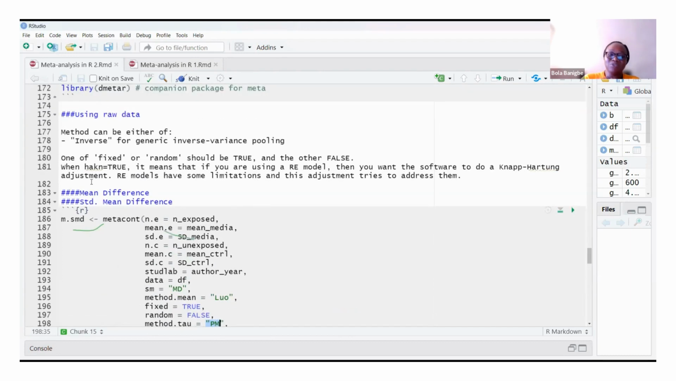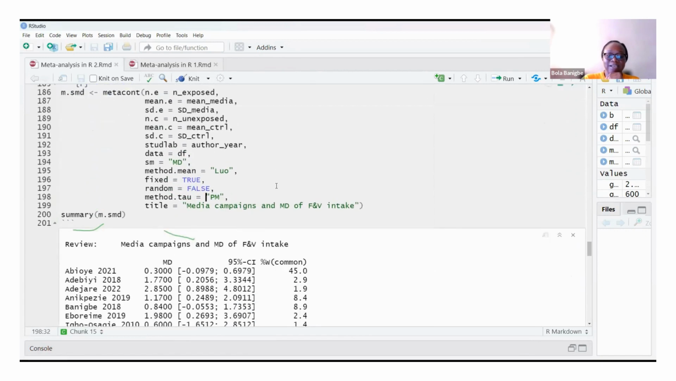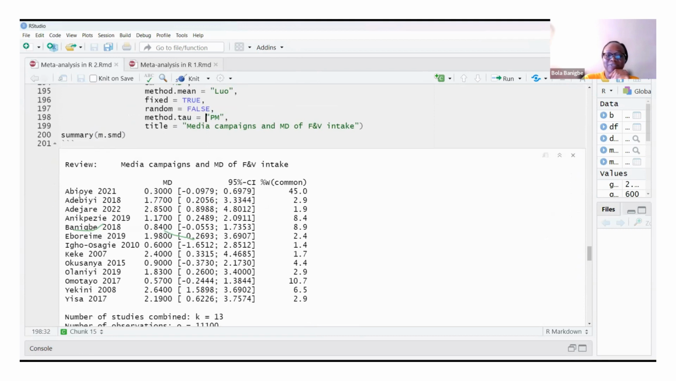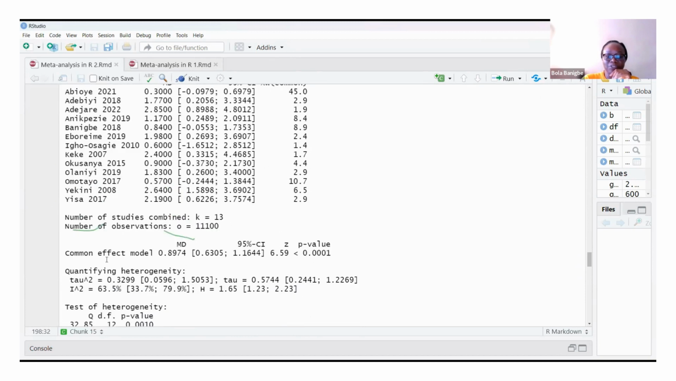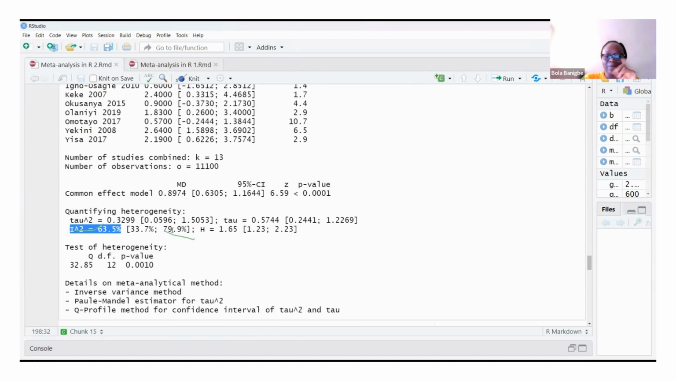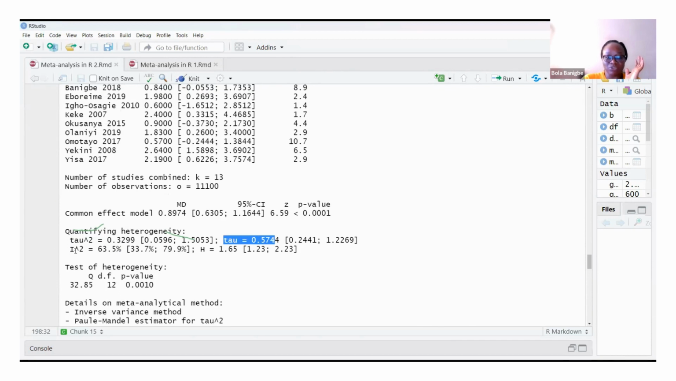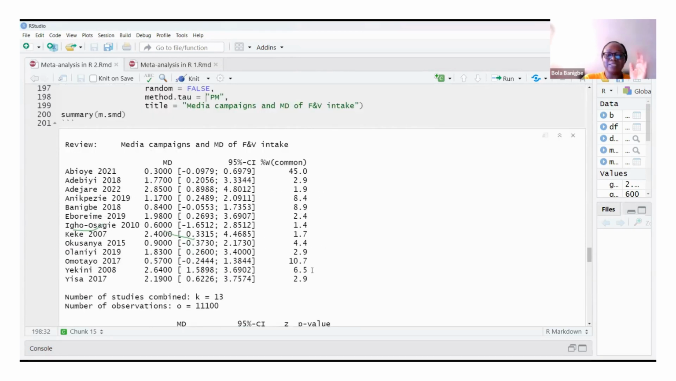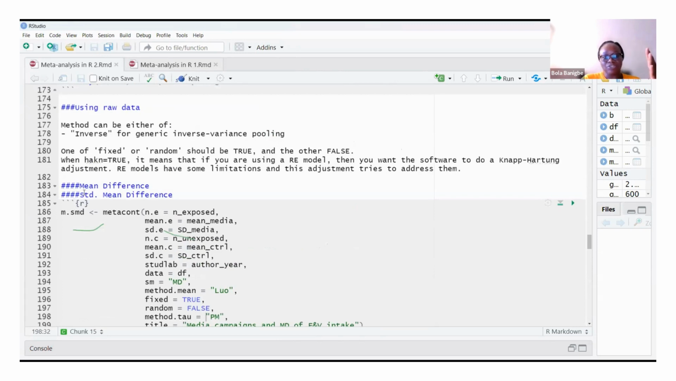So basically, when you're using meta, this is what you do. And you ask R to summarize the standardized mean difference. And here's what you get. It takes everything and tells you the authors, the year, the mean difference, the weight, the number of studies, the number of observations, the common effect, the heterogeneity, and then remember standardized mean difference. And then this is your tau. We really don't report that. We just go ahead and report the I squared. So this is what happens when you use the meta package to do your meta-analysis from raw data.